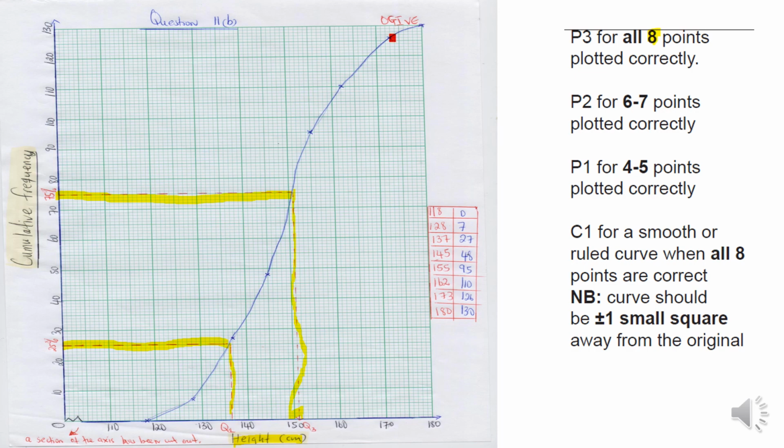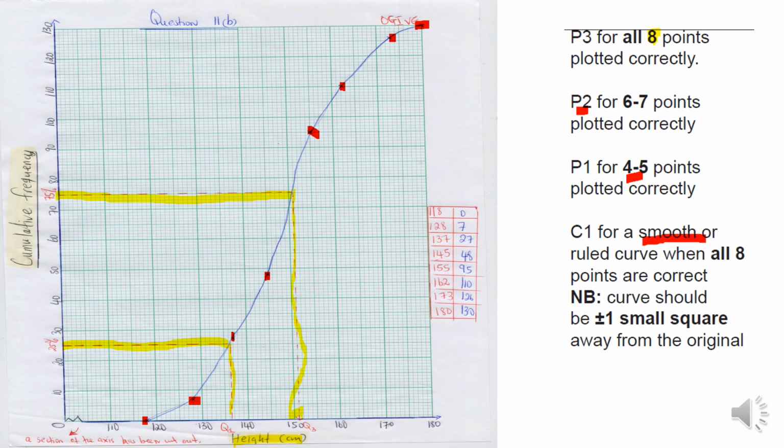So if this is this point, that's 2, 3, 4, 5, 6 right here, 7 and 8. Okay, all these 8 points, if they are plotted correctly, you get 3 marks. Obviously you start losing marks: for plotting only 6 to 7 points, you only get 2 marks. If you plot only 4 to 5 points, you only get 1 mark. You also get a mark for a complete, because this is a 4-mark question, smooth curve.